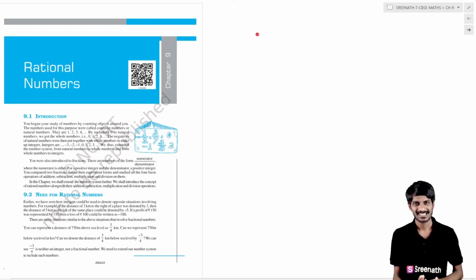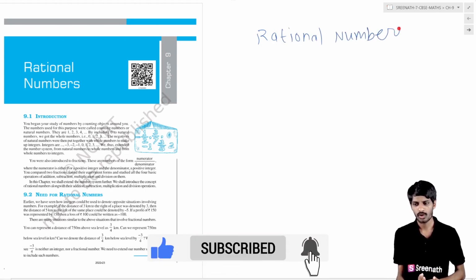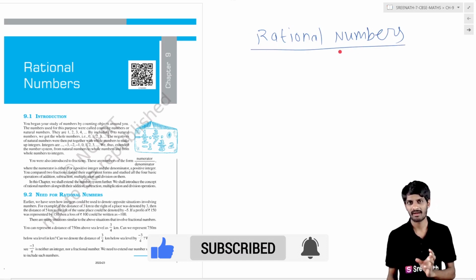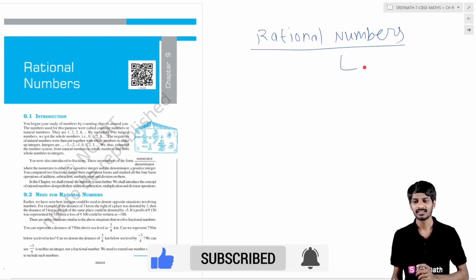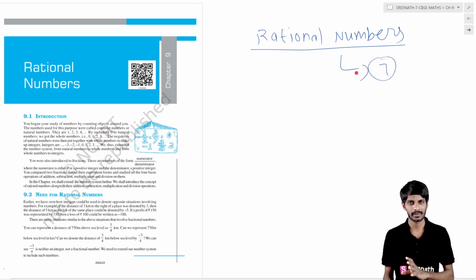So what is the chapter name? The chapter name is rational numbers. In this chapter we are going to discuss what topics and concepts we are having. Basically we are having almost 7 topics, and we will discuss each topic in detail.